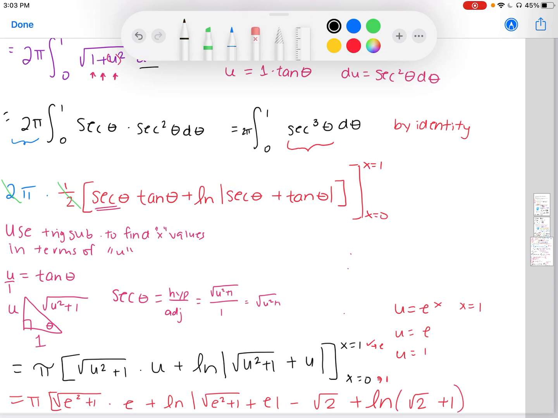In case you're wondering, it didn't combine. So that would be when you plug in 1 and when you plug in e.